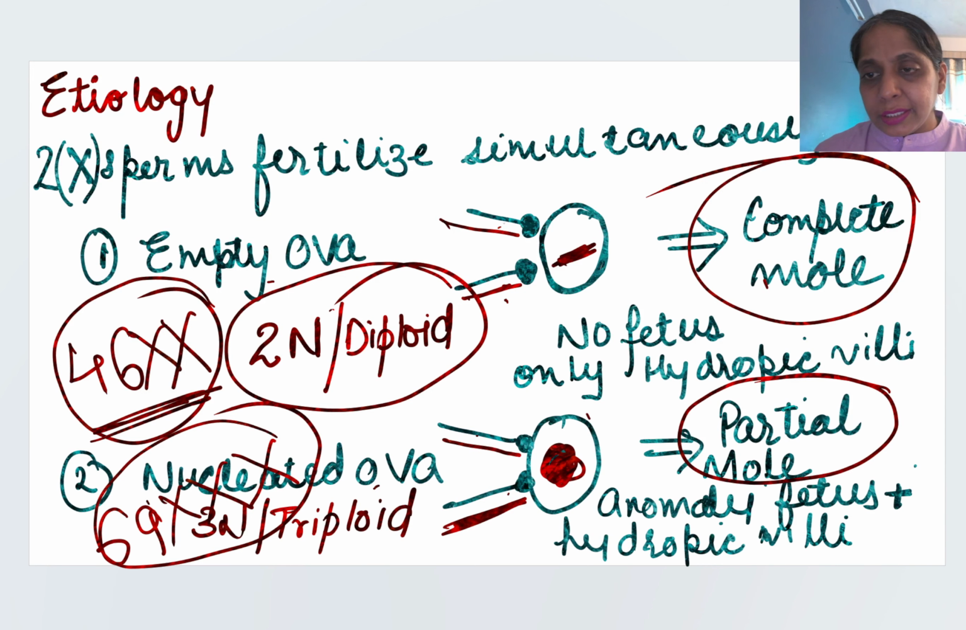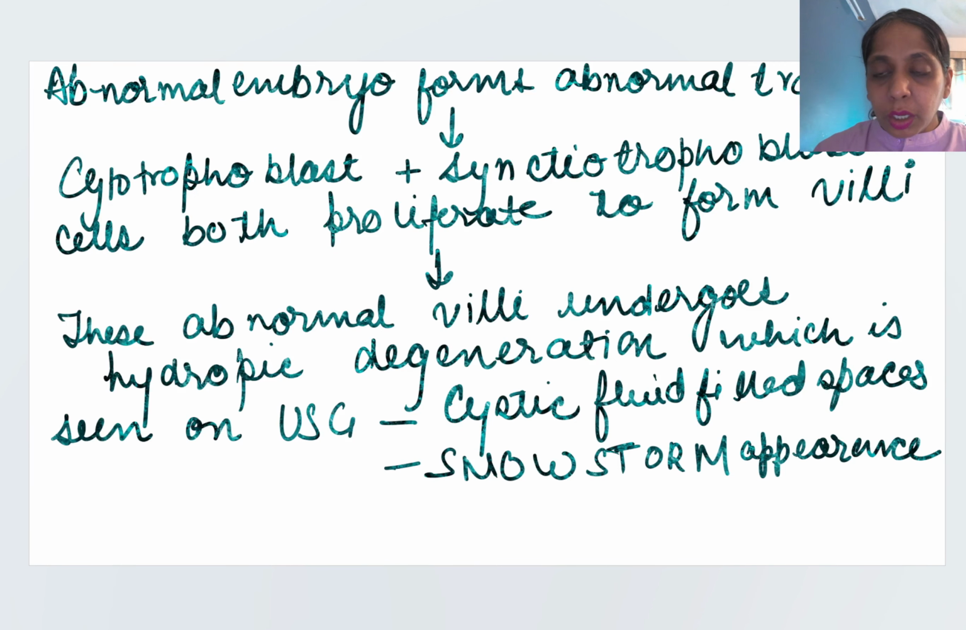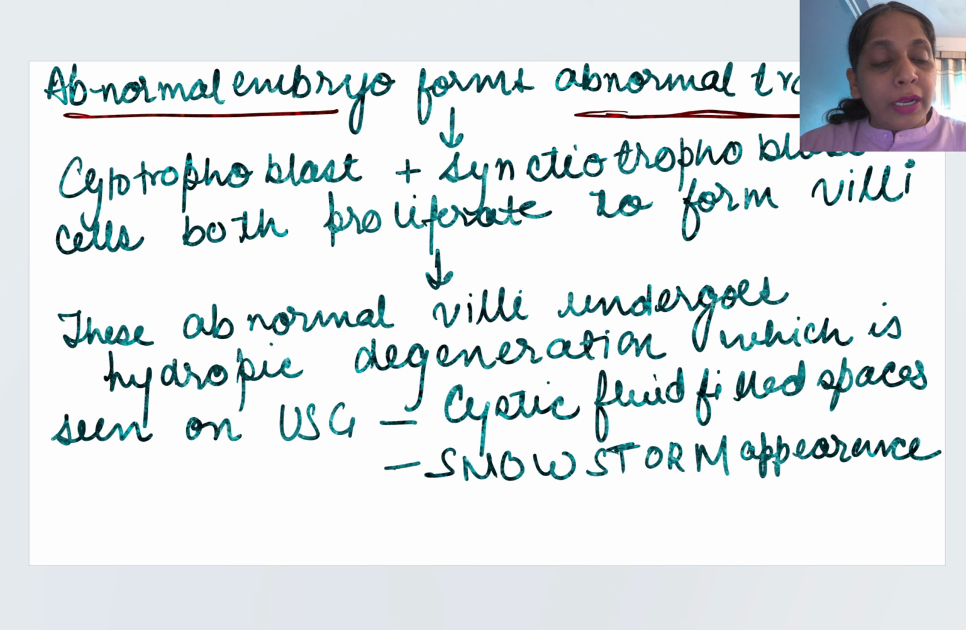Now let us see what hydropic villi means. Because two sperms have fertilized that ova, whether it is empty or nucleated, an abnormal embryo is formed. An abnormal embryo will have abnormal trophoblast. As a result, there will be abnormal villi. Now these villi get water inside them.